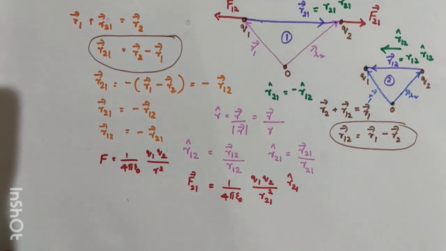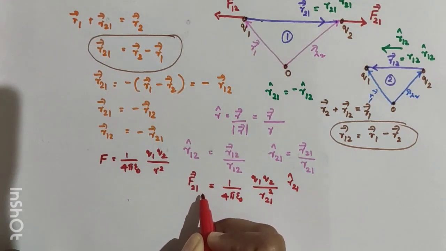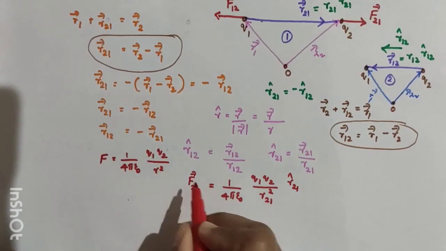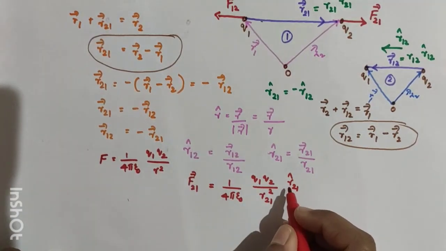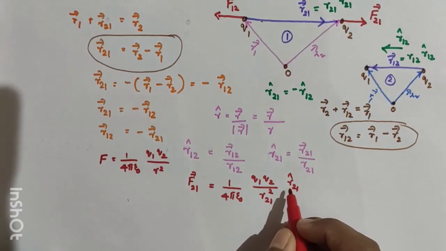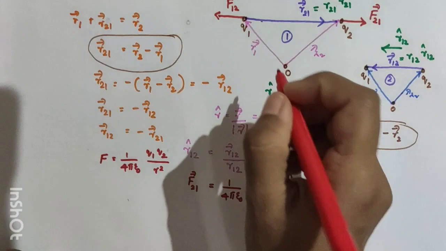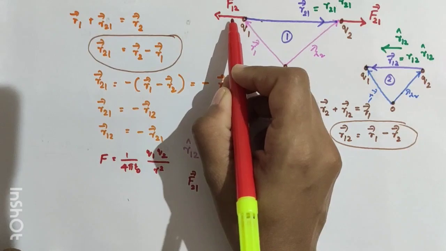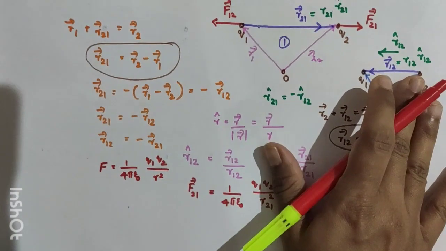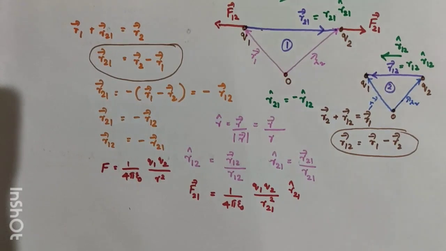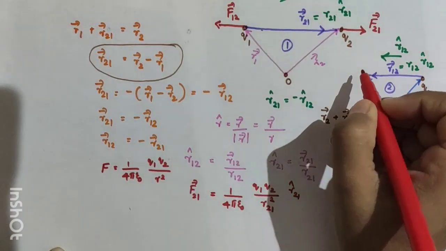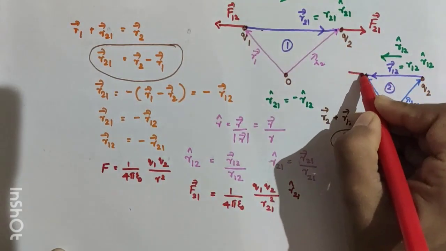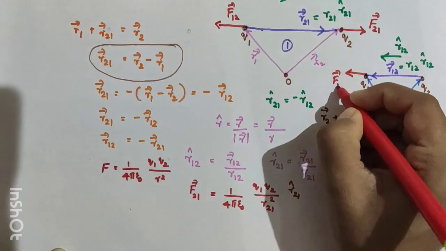So vector F21, the force on charge q2 due to q1, has a magnitude 1 by 4 pi epsilon 0 q1 q2 divided by r21 square, and this force is a vector quantity, so we write one unit vector here, which is r21 cap. Similarly, the force on q1 due to q2 is acting along this direction. Considering this figure, the force on q1 due to q2 is acting along this direction. That is vector F12.